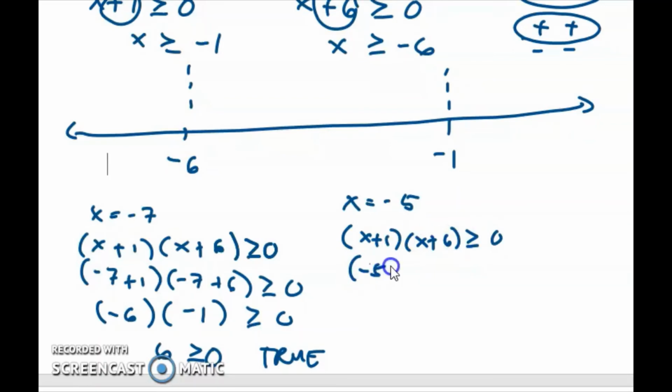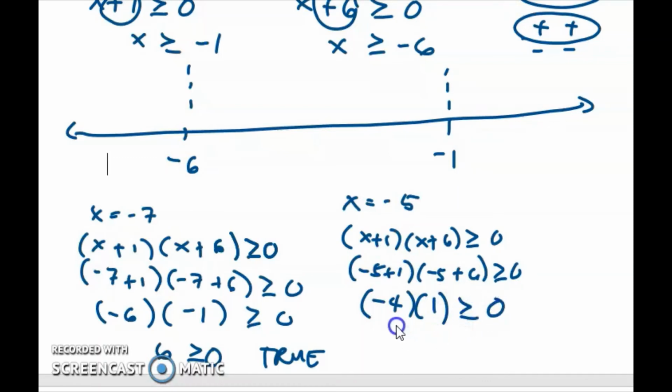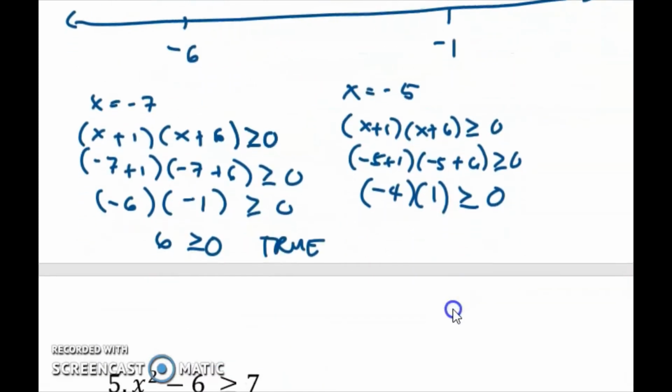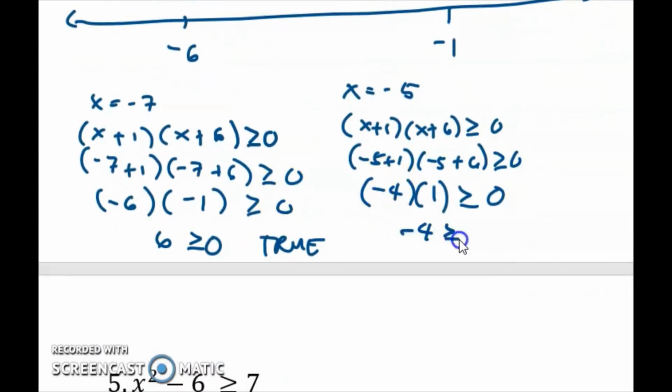So, we try negative 5 plus 1, and then negative 5 plus 6. Is that greater than or equal to 0? What is negative 5 plus 1? Negative 4. Okay, multiplied by negative 5 plus 6, that's 1. Is that greater than or equal to 0? So, let's see. Negative 4 times 1 is negative 4. Is that greater than 0? No. So, this is false.